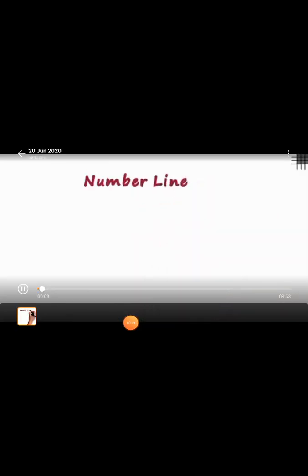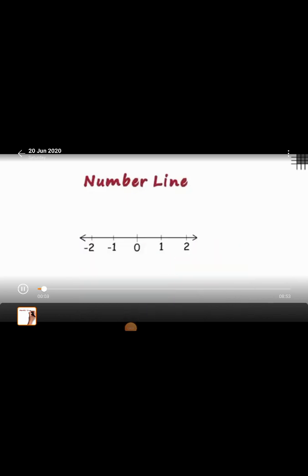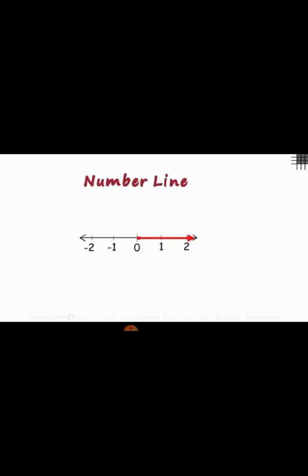A number line looks something like this. The positive numbers are represented on the right of 0 and negative numbers are represented to the left of 0. The numbers increase when we move towards the right and decrease when we move towards the left. It's easy to plot integers, but how do we plot numbers like 3 by 4?